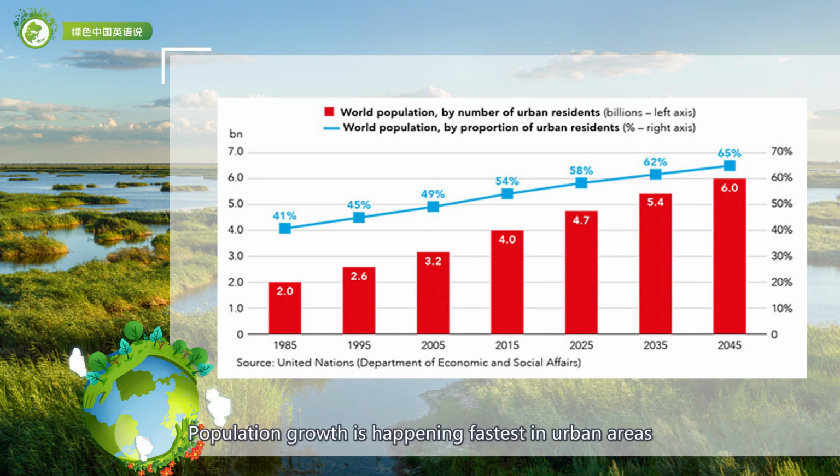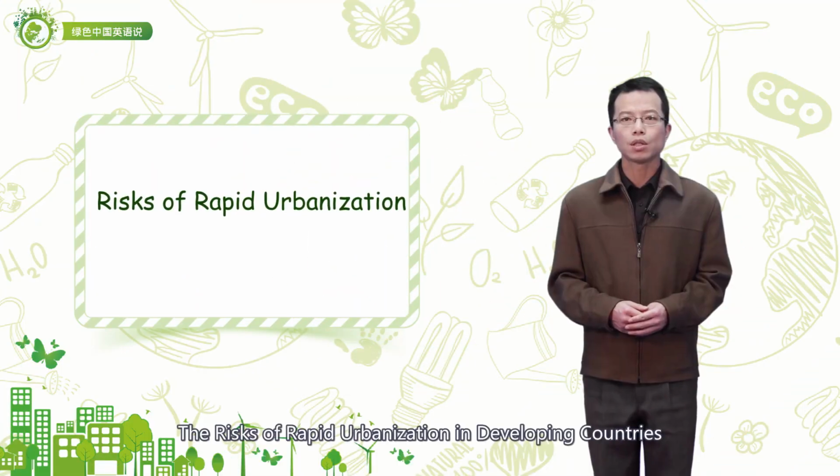Population growth is happening fastest in urban areas of less developed regions, with the urban population estimated to grow from 3.9 billion people today to 6.3 billion in 2050. This rapid urbanization coupled with population growth is changing the landscape of human settlement, posing significant risks on living conditions, the environment, and development. The risks of rapid urbanization in developing countries.